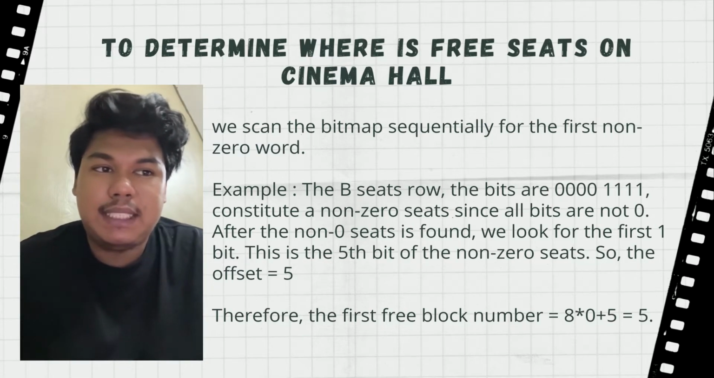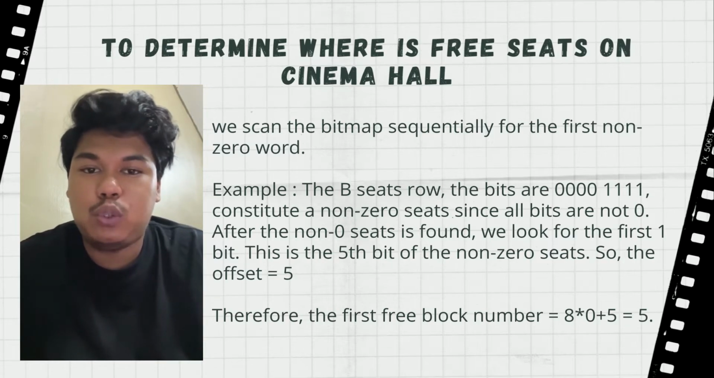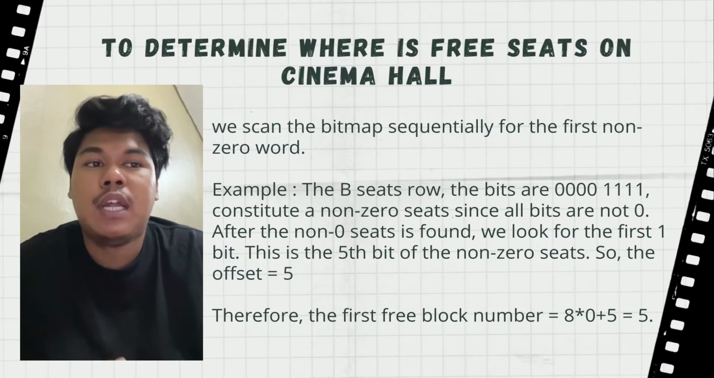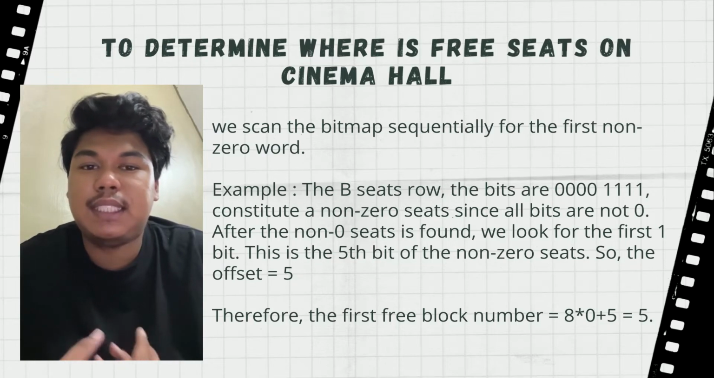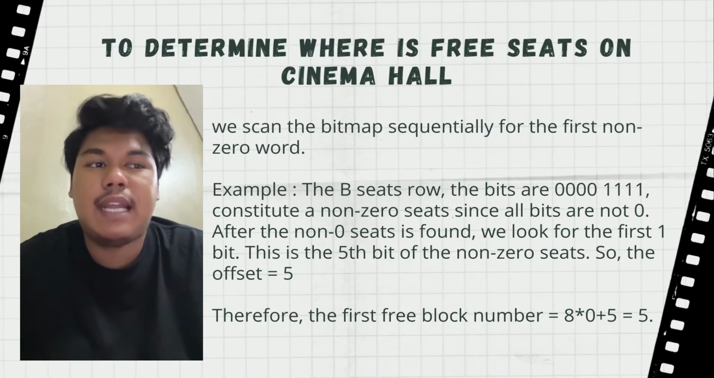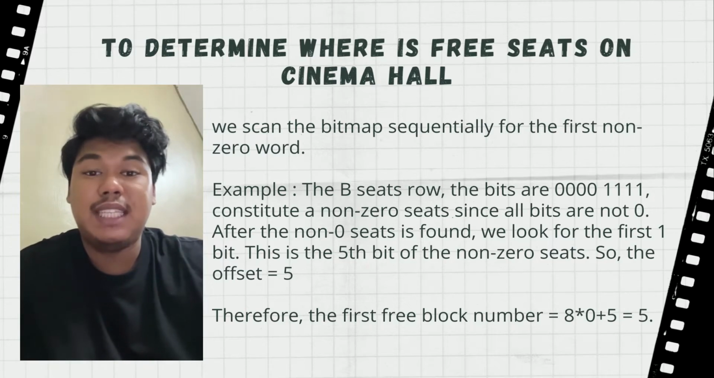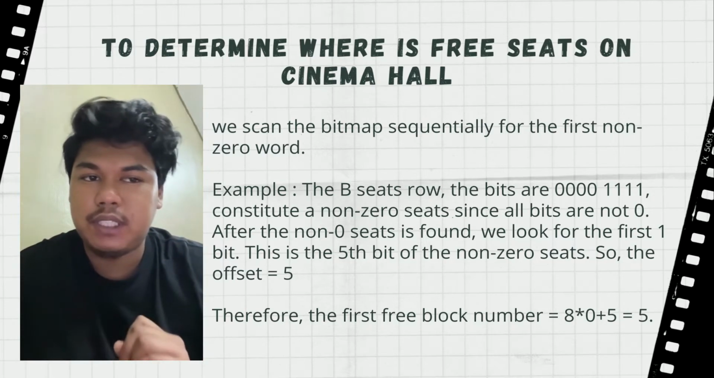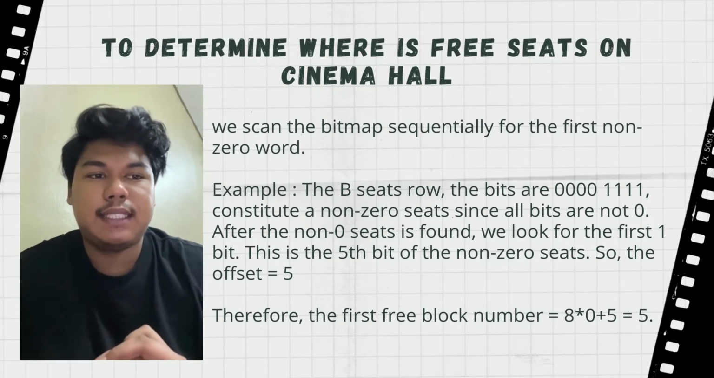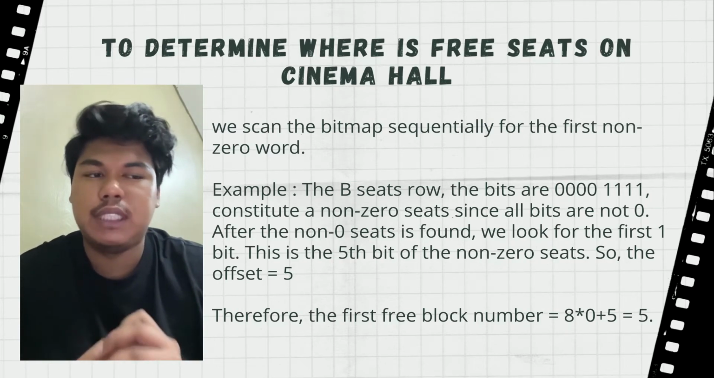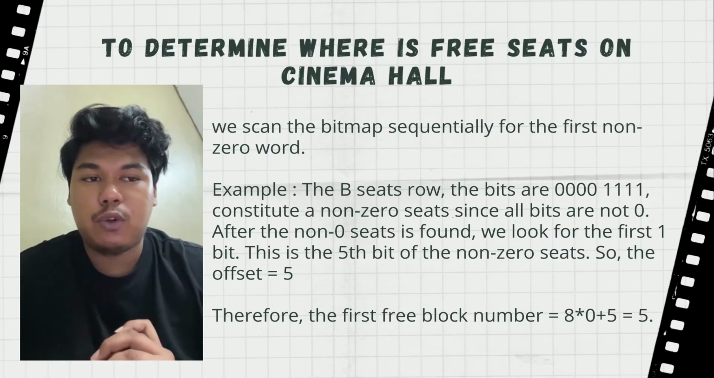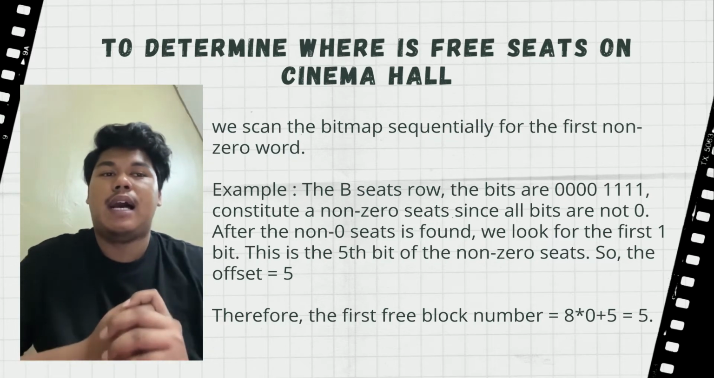For example, in the B seats row, the bits are 0, 0, 0, 0, 1, 1, 1, 1. This constitutes a non-zero word, since there are 1 bits, which means free seats are available, but we don't know where the free seats are. After the non-zero word is found, we look for the first 1 bit in the row. This is the 5th bit, so the offset equals 5. Therefore, we can calculate the first free block number.